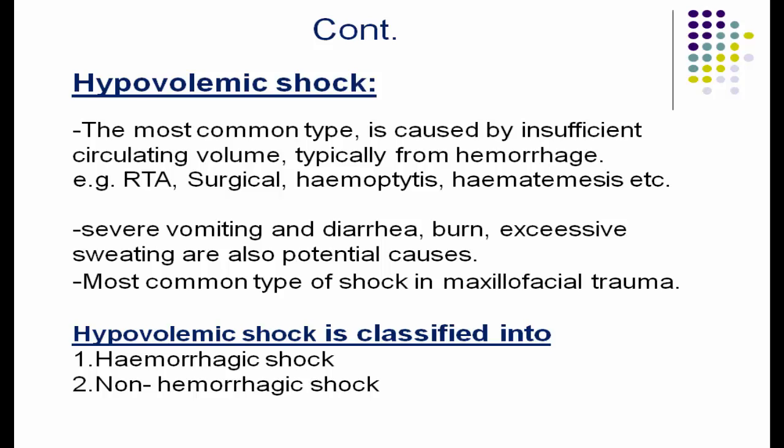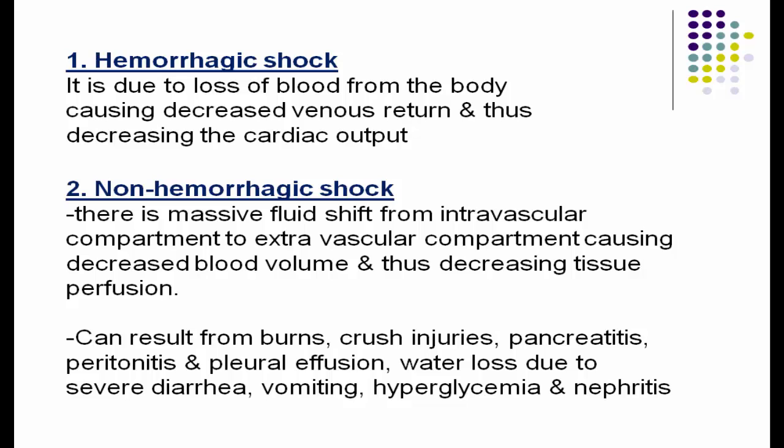Now the hypovolemic shock is classified into hemorrhagic shock and non-hemorrhagic shock. Now hemorrhagic shock. It is due to loss of blood from the body, causing decreased venous return and thus decreasing the cardiac output. Non-hemorrhagic shock. There is massive fluid shift from intravascular compartment to extravascular compartment, causing decreased blood volume and thus decreasing tissue perfusion. It can result from burns, crush injuries, pancreatitis, peritonitis, and pleural effusion, water loss due to severe diarrhea, vomiting, hyperglycemia, and nephritis.